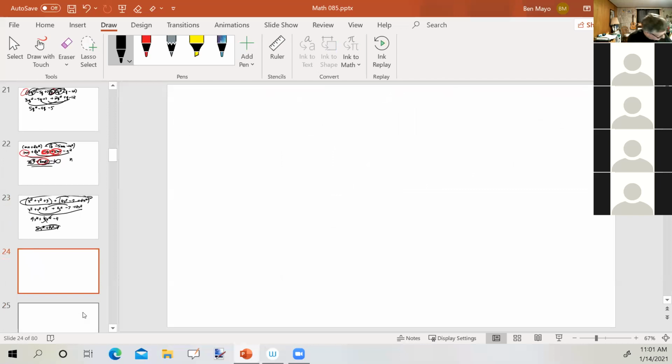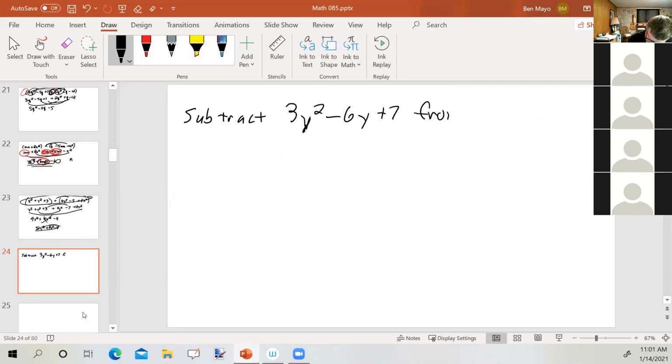Okay, suppose it says this. It says subtract 3y squared minus 6y plus 7 from 6y squared plus 4y plus 13.